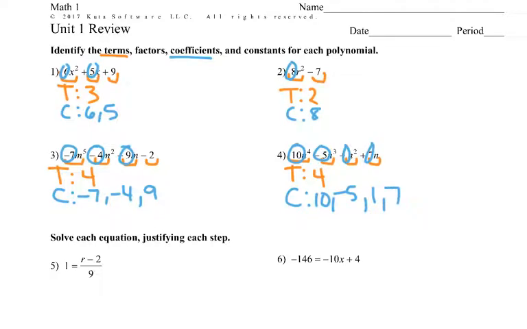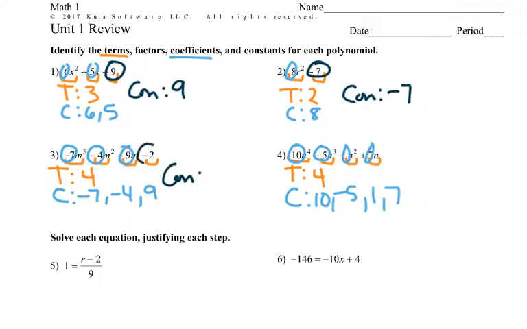Okay, the constants are just the numbers, so 9 would be a constant. -7 would be a constant. -2 would be a constant. And there is no constant on this one, because there is no just number. And finally, the last one, factors.